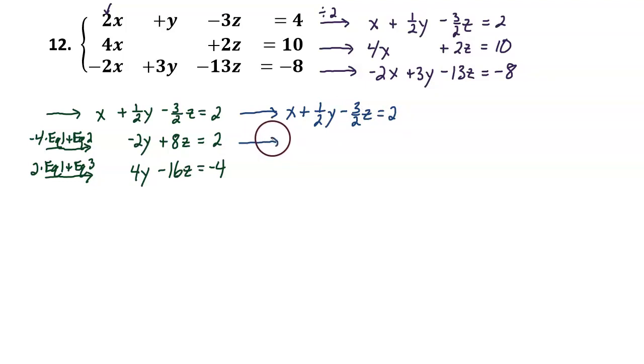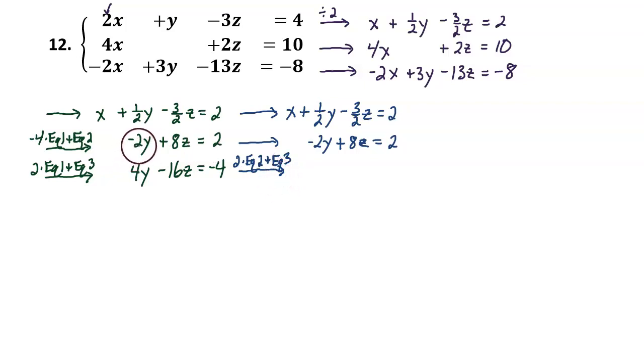And draw an arrow and keep the second equation the same. Although you certainly could divide everything by negative 2 and just have it start with a y. I'm going to draw an arrow and I'm going to label on the arrow what I'm doing. 2 times equation 2 added to equation 3 to make a new equation 3.